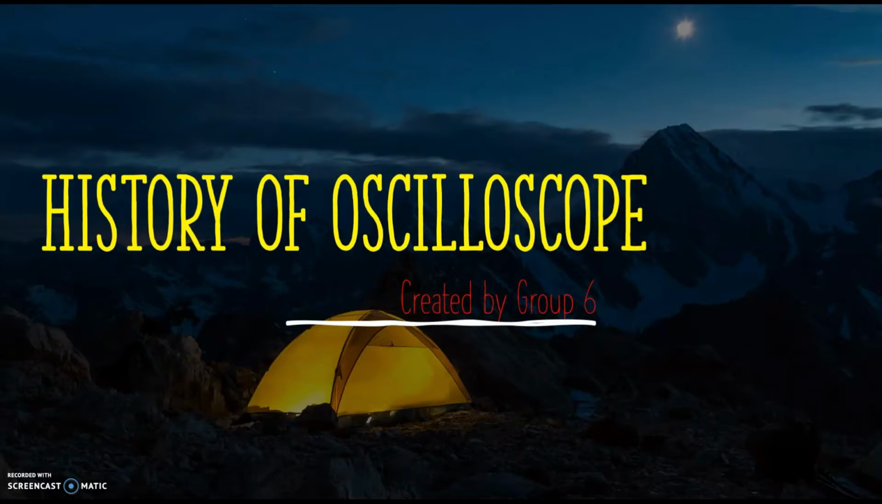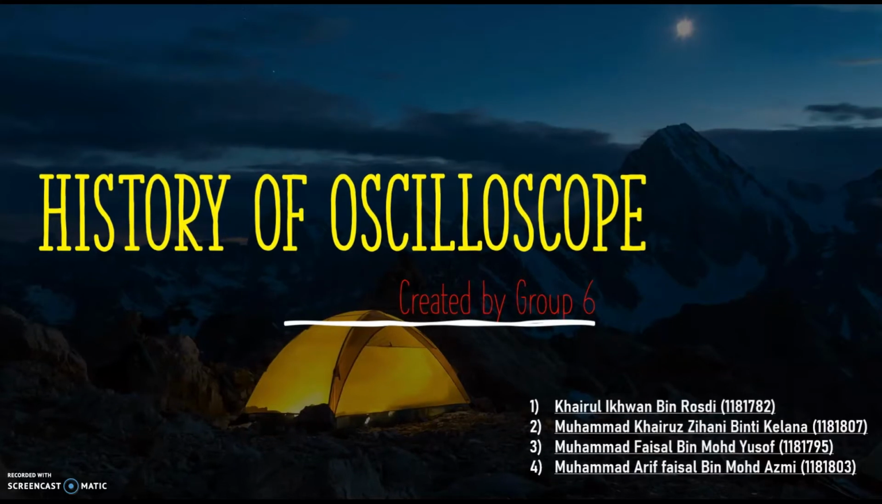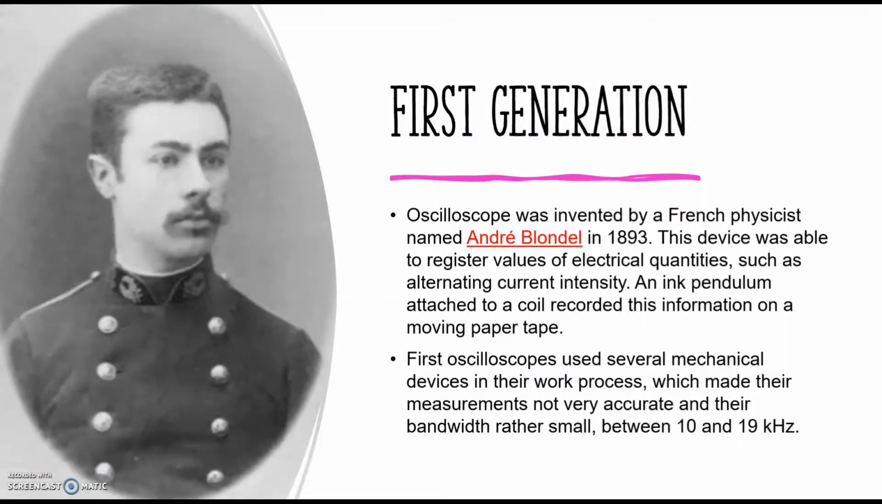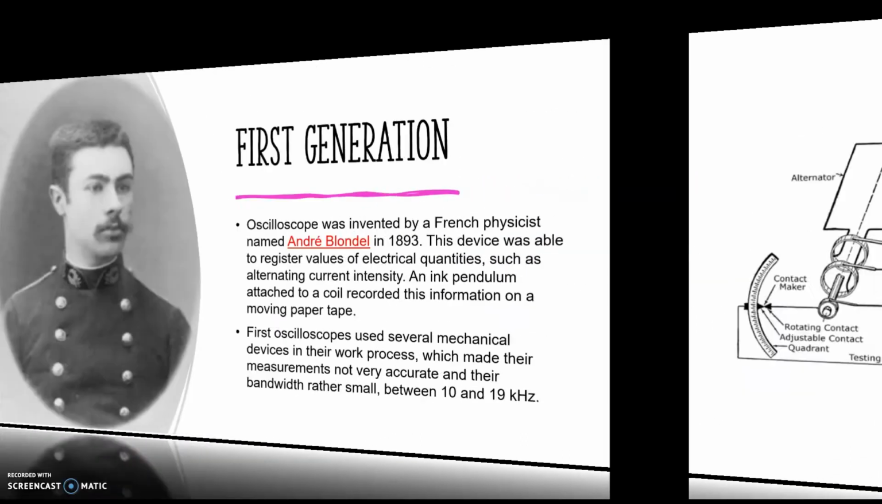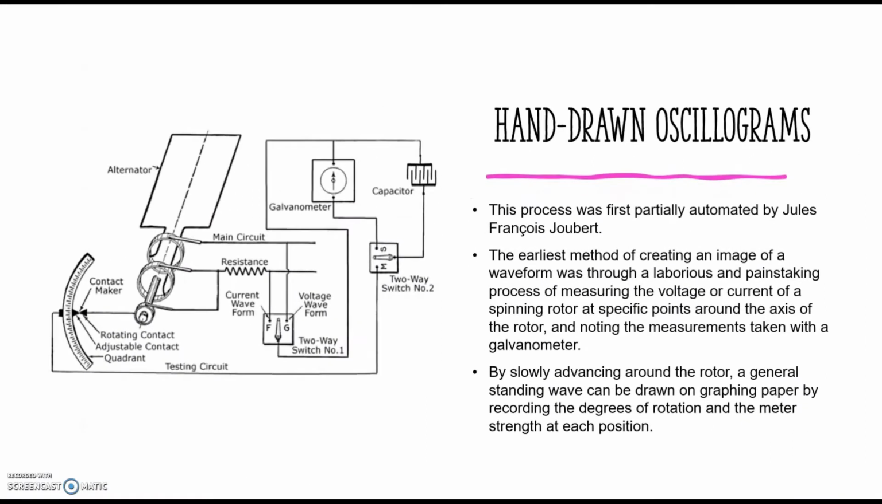We present the history of the oscilloscope. The first generation oscilloscope was invented by a French physicist named André Blondel, who built and presented the first electromechanical oscilloscope back in 1893. The first one was hand-drawn oscillograms. This process was first partially automated by Jules François Joubert.